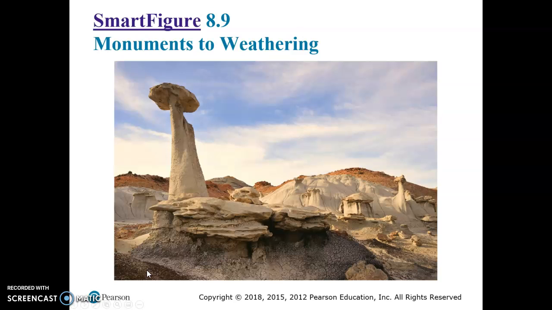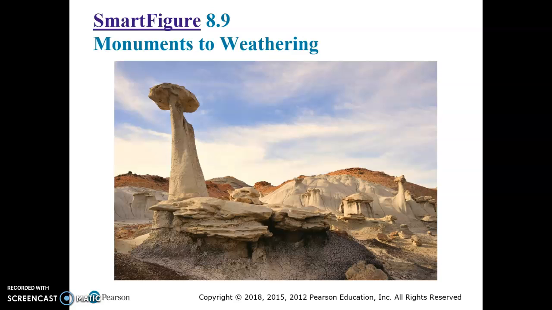So this is Smart Figure 8.9. There is a video that accompanies this. This is found in the Badlands, the misty Badlands of New Mexico. And so we get this incredible landscape that is formed by all of these different processes.